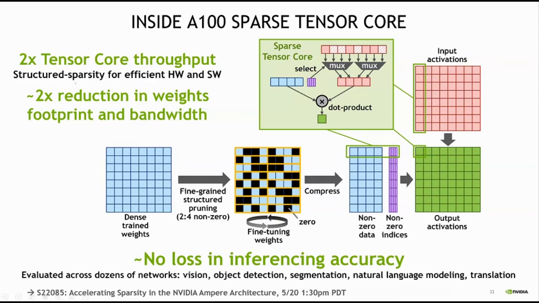but it gives you about a 2x reduction in the weight footprint in terms of the forward and the backward computation, as well as in saving the bandwidth. And that's why you see that there is a 2x improvement in the overall tensor core throughput using the structured sparsity.